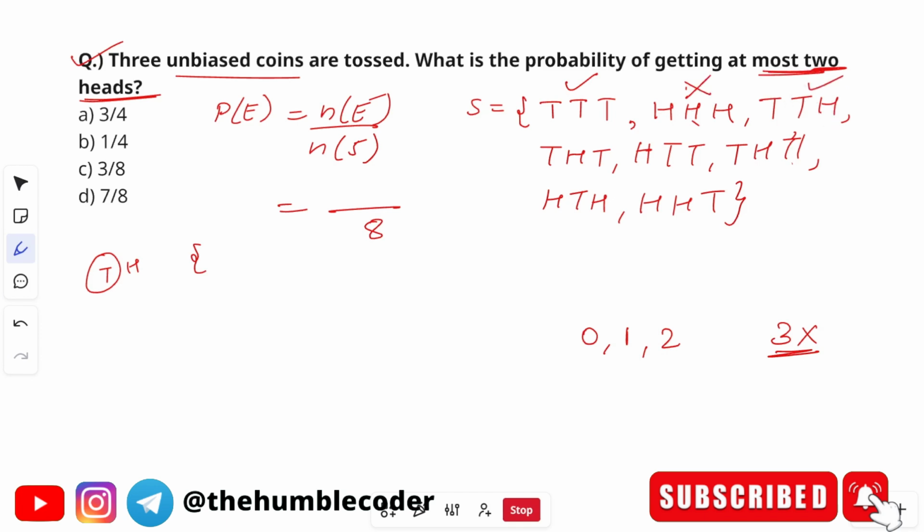Can we take this one? Yes, because this is less than or equal to 2, right? This is also we can take. This also we can take. This also we can take. Basically we can take all the rest. Only this one we cannot take, because it has 3 heads.